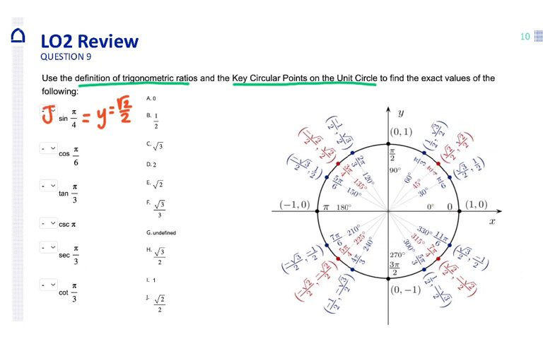Okay, now the cosine on the unit circle intersects at the x value. So let's find the cosine of pi over 6. That's 30 degrees. That's here. So we're asking for the x value at pi over 6, which is square root of 3 over 2, which is letter H.